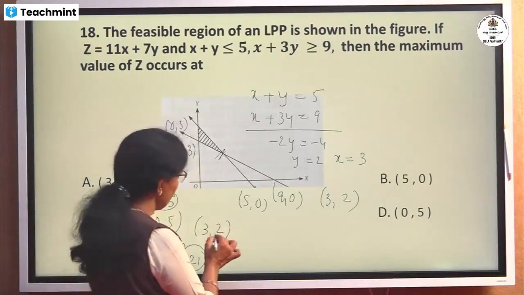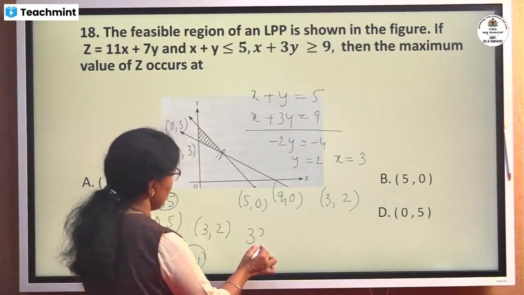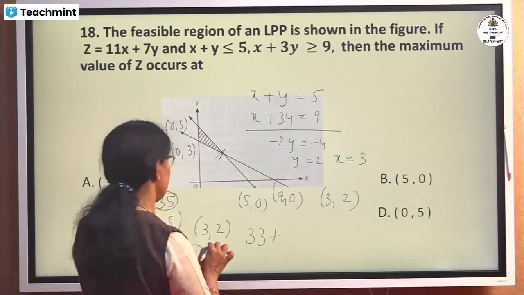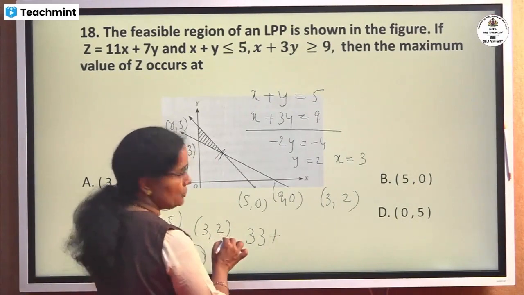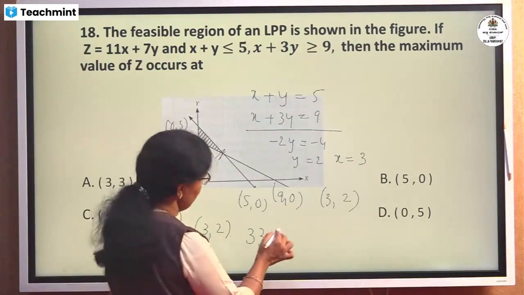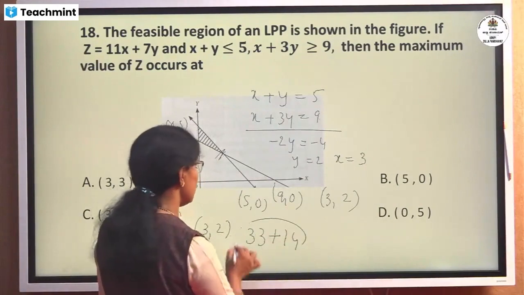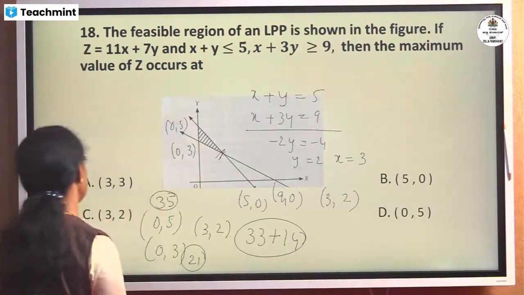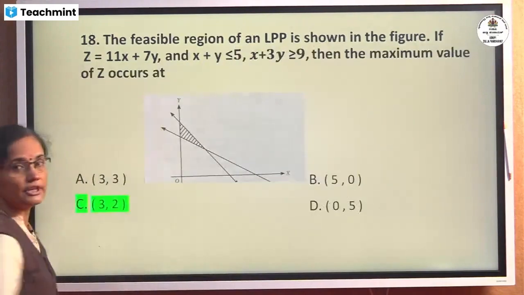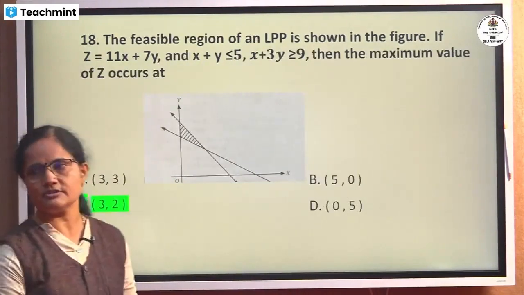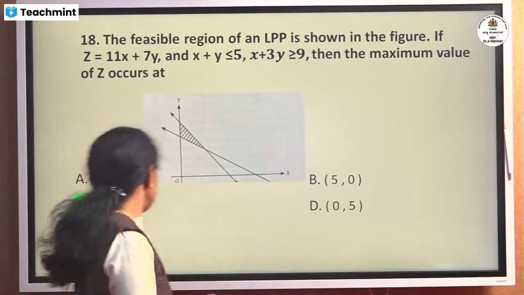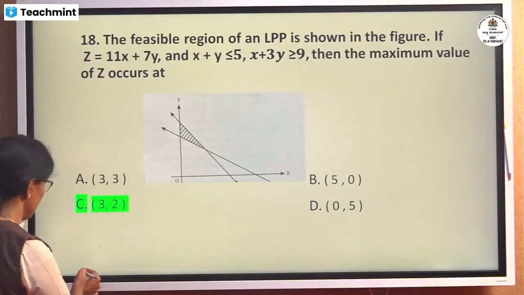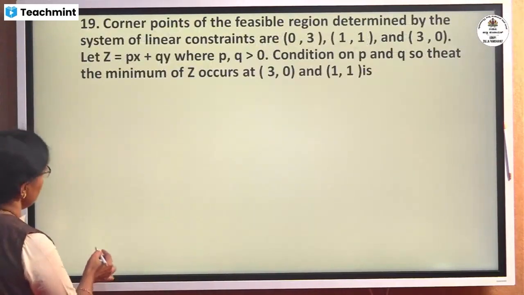The value for this is 33 plus, you will get here 2 into 7, that is equal to 14. So this will be the maximum value. Therefore, 3, 2 is the point at which Z attains the maximum value. Okay. So let me go for the next one.